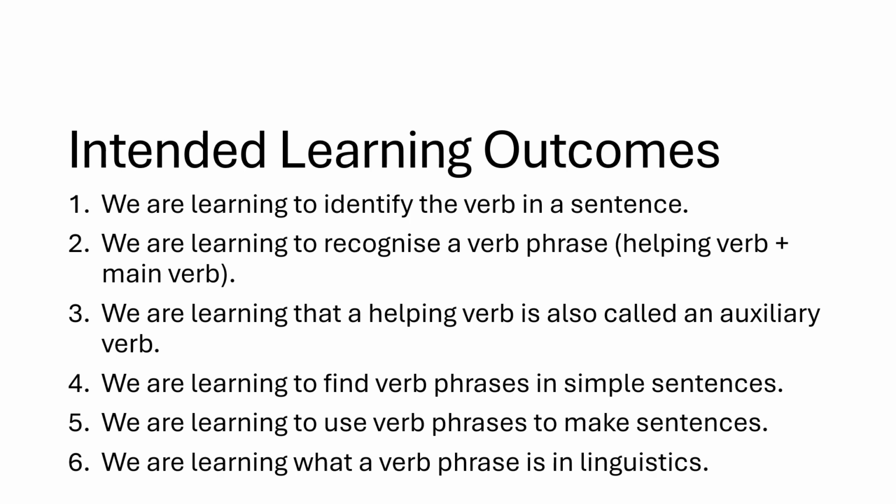There are 6 intended learning outcomes to achieve by the end of the lesson. 1. We are learning to identify the verb in a sentence. 2. We are learning to recognise a verb phrase, helping verb plus main verb. 3. We are learning that a helping verb is also called an auxiliary verb.